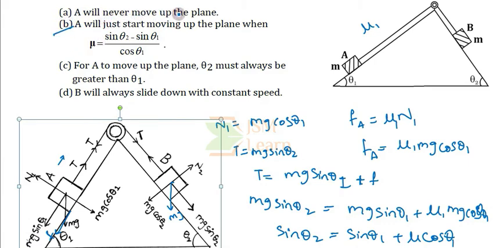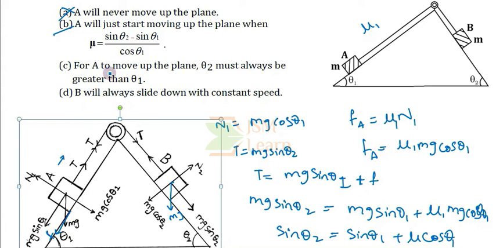Option A says that A will never move up the plane. It is wrong because there are chances that A may move up the plane. That chance is if the tension generated in the string is greater than the sum of the two forces, then A will move up. And if the tension value is equal to the sum of the two forces, then A will just start moving up. It means it is just about to perform its motion in the upward direction when this tension value is equal to the sum of the two forces. So there is the possibility that A may move up. So our option A is wrong.